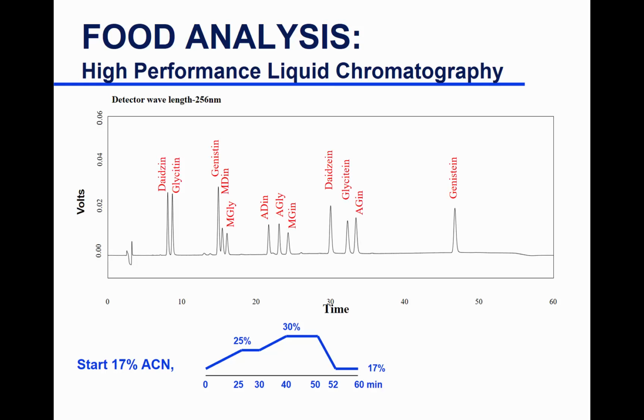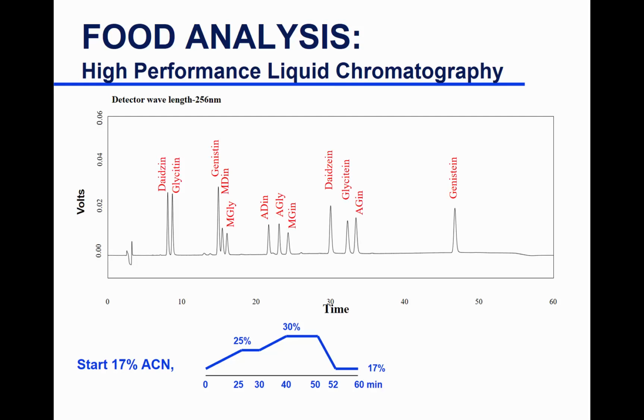So this is a typical chromatogram that I showed all of you that did the LC lab. I showed you a chromatogram of isoflavones, and some of you started already doing the LCMS with isoflavones from soap. So these are 12 different compounds. They are very similar in structure, and they elute at different times. And here's the gradient that we use.